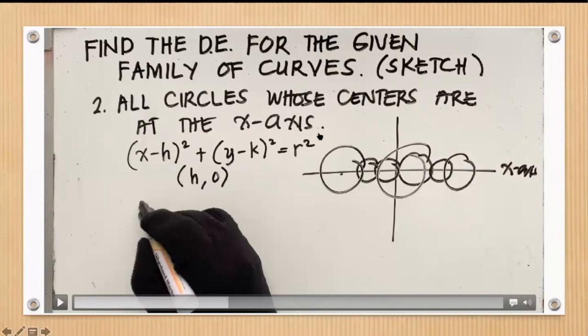Isa sa mga parameters ko dito is yung radius. Kasi magkakaiba nga sila. May maliit, may malaki na circle. So yun yung mga possibilities for this particular problem. Okay, and then the h. One value of the h represents one circle.